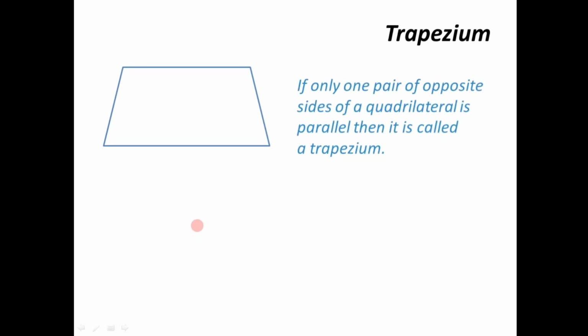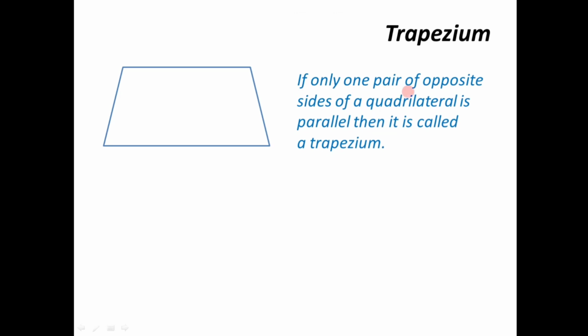The next type of quadrilateral is a trapezium. Watch this quadrilateral. For this quadrilateral, only one pair of opposite sides is parallel. That's why it is called a trapezium. We can define it as, if only one pair of opposite sides of a quadrilateral is parallel, then it is called a trapezium. In this diagram, quadrilateral PQRS is a trapezium as side PQ is parallel to side SR. So this is the only parallel pair for this quadrilateral, and the other pair PS and QR are not parallel to each other. That's why this quadrilateral is called a trapezium.